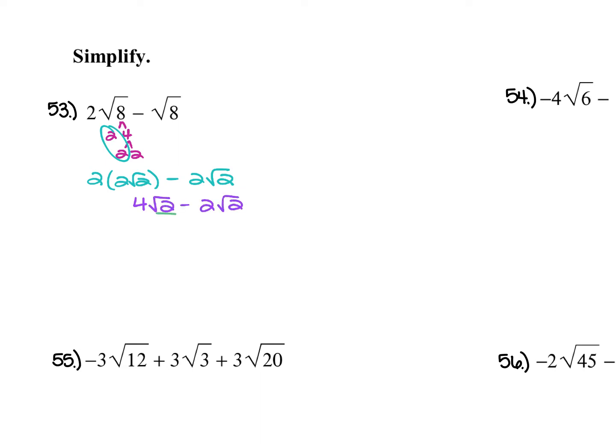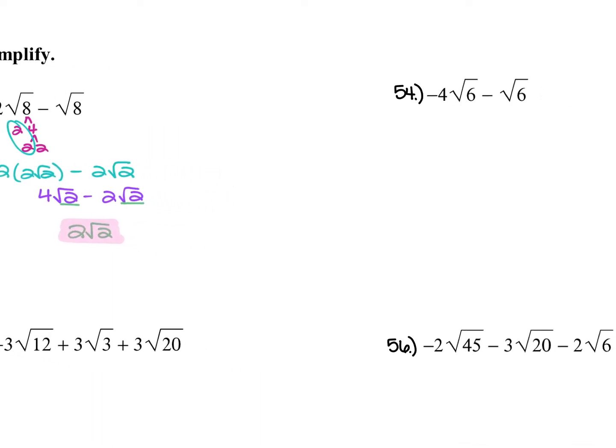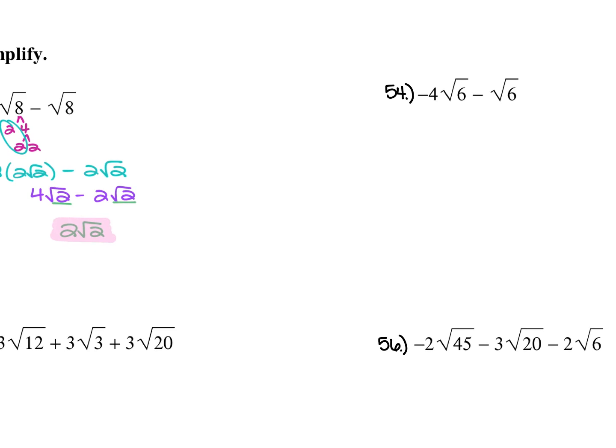They are like terms because they are both the square root of 2. So combine what's in front of them. 4 minus 2 is 2. Keep the square root of 2. It's just 2 square root 2. For 54, you have negative 4 square root 6 minus the square root of 6. That square root 6 is just 1 square root 6. So negative 4 minus 1 is negative 5 square root 6.